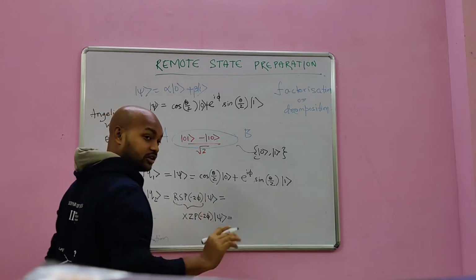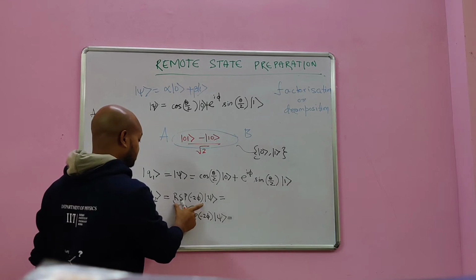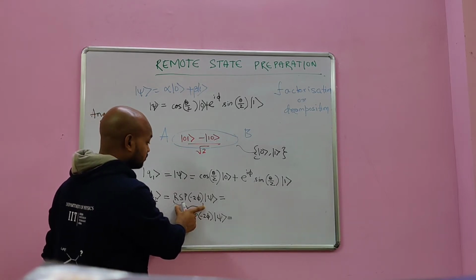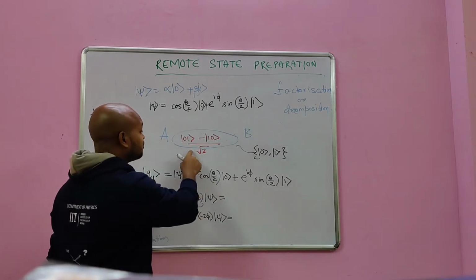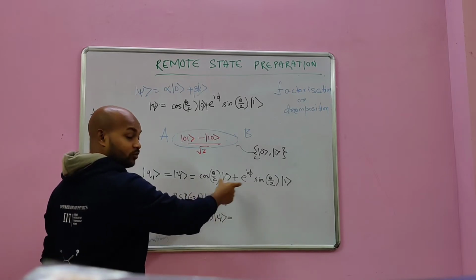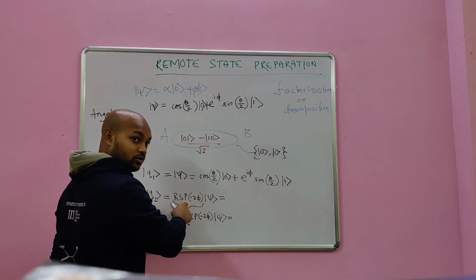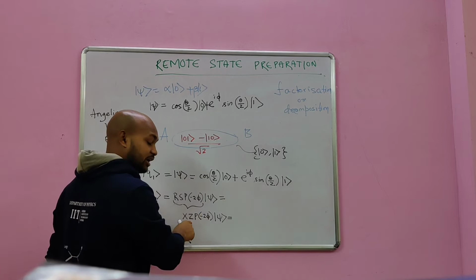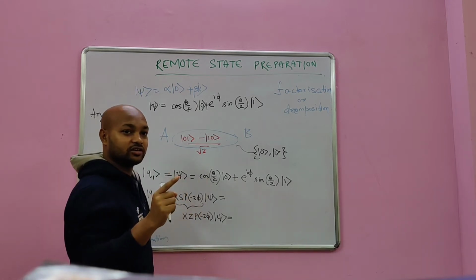This gate would be a matrix. Which cross which matrix? This gate has to be 2 cross 2. Psi is a 1 qubit state, so the matrix should be 2 cross 2. X is the X gate. Z is the Z gate. P is the phase gate.